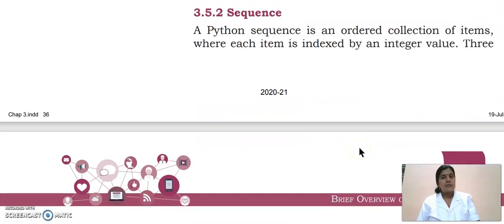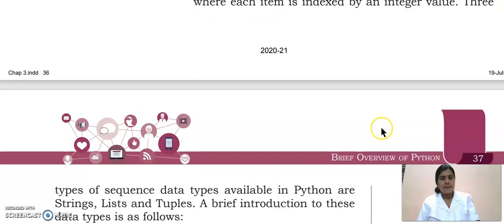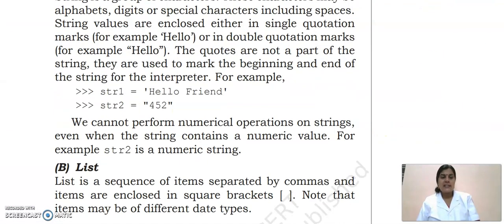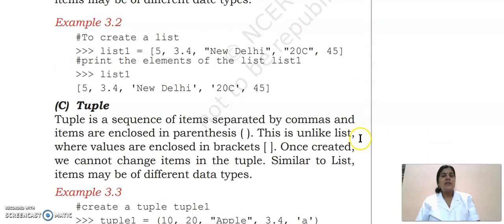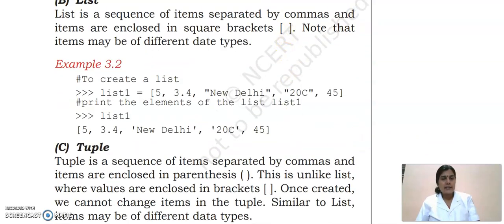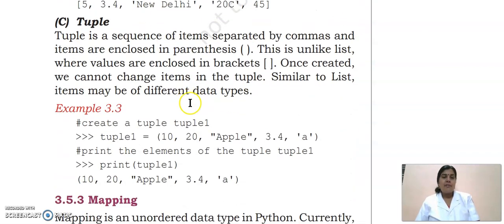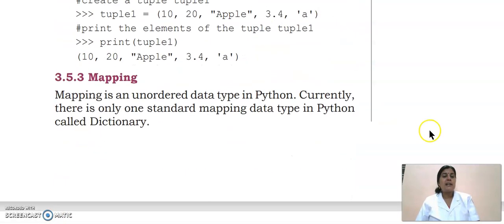And sequence means an ordered collection of items. First one is string. So we can represent a string by using single quotes. We can represent any characters by using a string. Next is list. In a list, data are enclosed in square brackets, and we give elements separated by commas. In a tuple, we use parentheses to represent data.